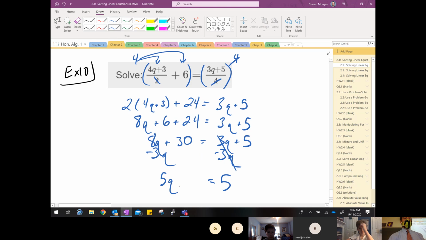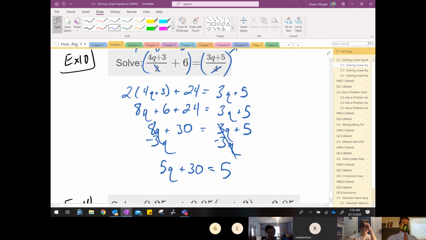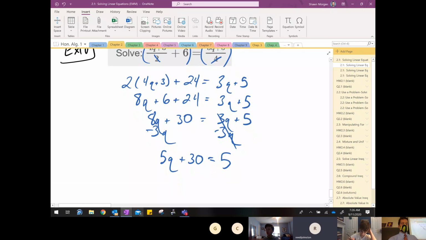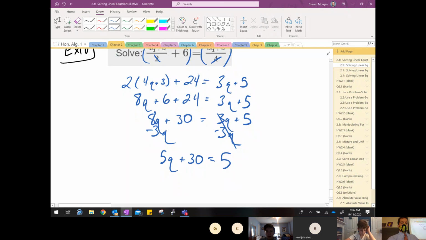All right, so very good, James. We got 5Q plus 30. You had selected to move the Q's to the left. Okay, so Reed, what does that leave me with now? What do I need to do with the other part of this example? Move the 30 to the right. Very good, sir. Very good indeed. We're going to move 30 over to the right. So 5Q stays on the left.